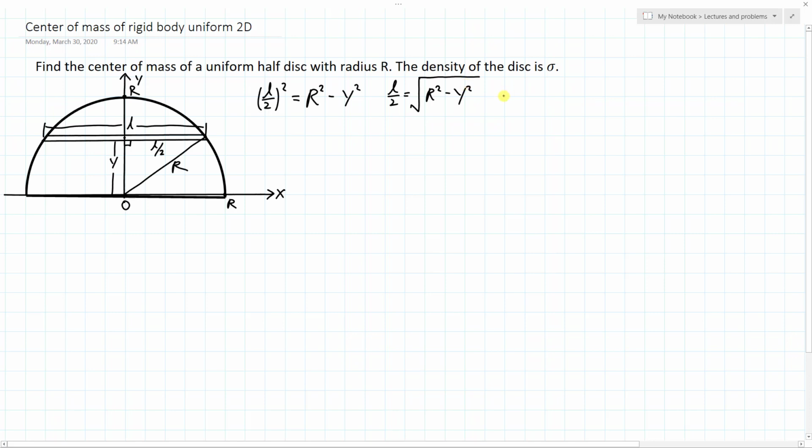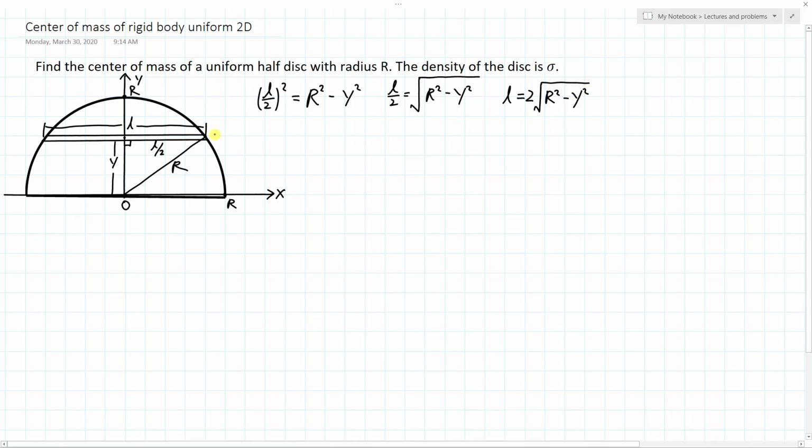And then L is equal to twice the square root of r squared minus y squared. Okay, so now we figured out L. That is an important parameter to figure out.